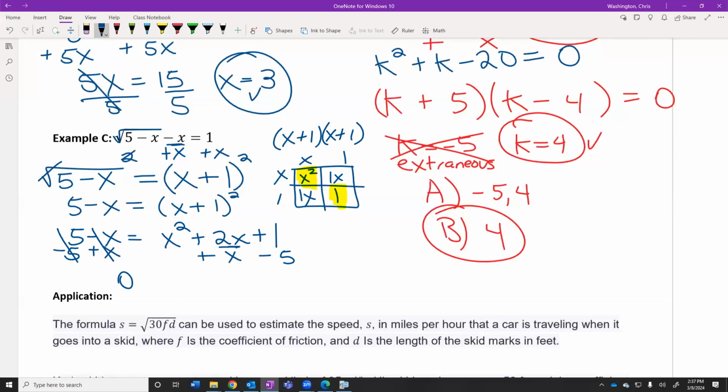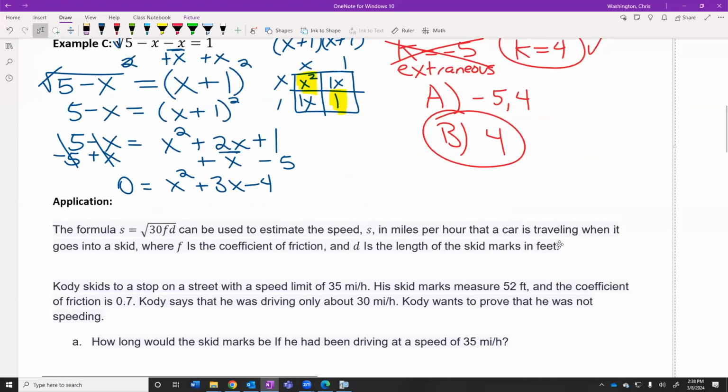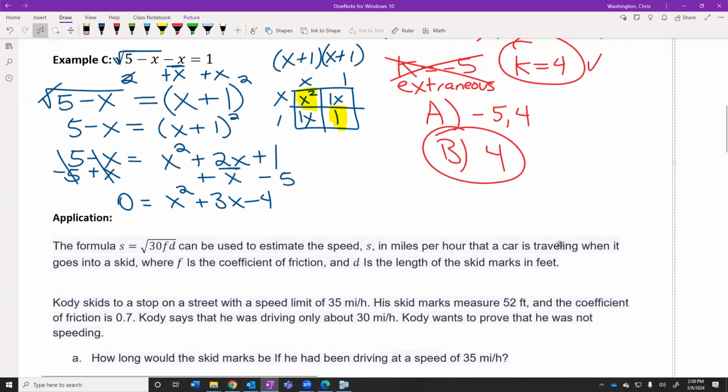We get 0 on the left. We get x squared. 2x plus x is 3x. And 1 minus 5 is negative 4. Hopefully we can solve x squared plus 3x minus 4. I'm not giving you super complicated quadratic equations to solve. They're all fairly simple, pretty small numbers. We don't have to find numbers that multiply to give me like 216 that add to give me 84. We're not doing that. So what can we multiply to get negative 4 that adds to give us positive 3?